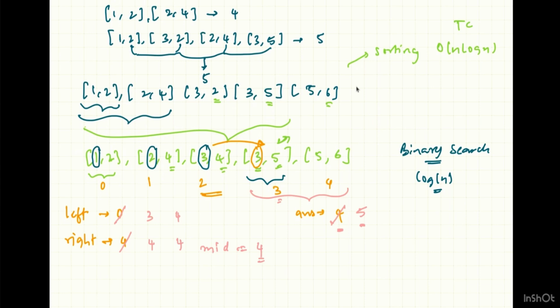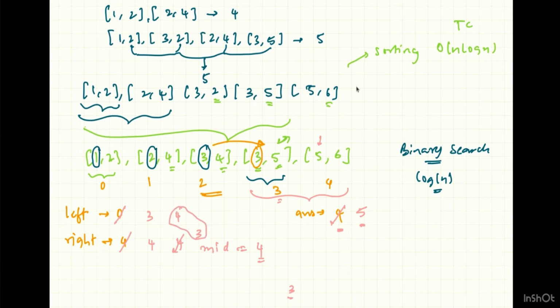Am I looking at the desired value? No, right? My desired value is 3, but the price at mid is 5. So I have to look in the other half now, and reduce my right. The right would be reduced to 4 minus 1, which is 3. So we will stop at this point.